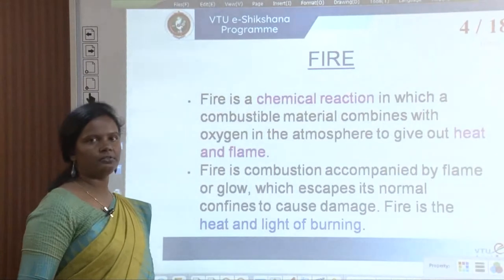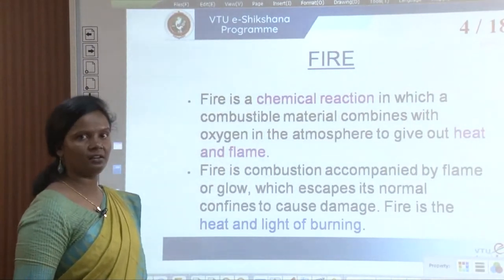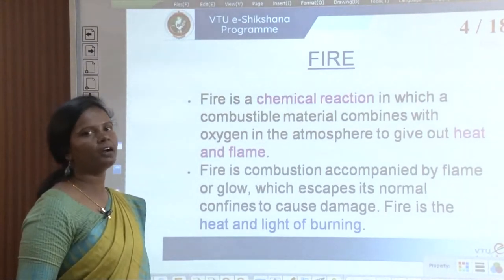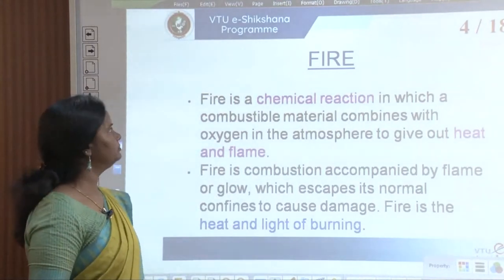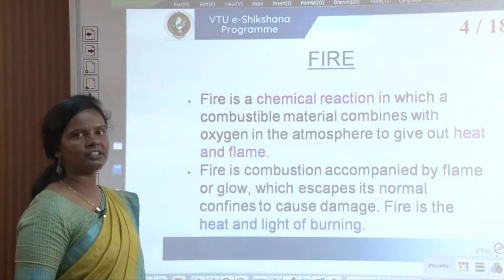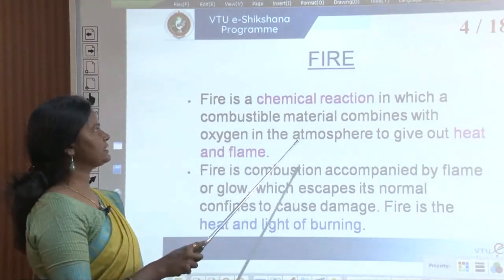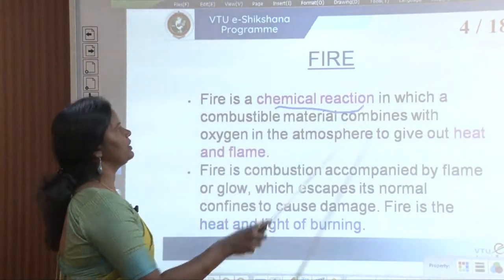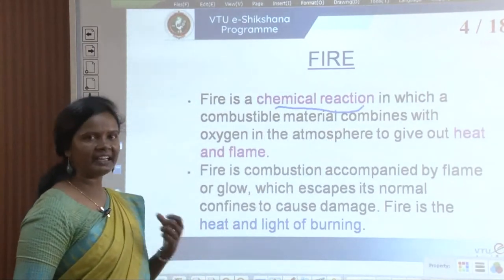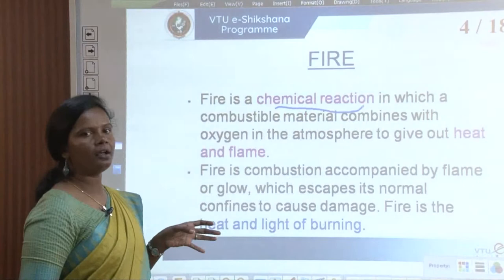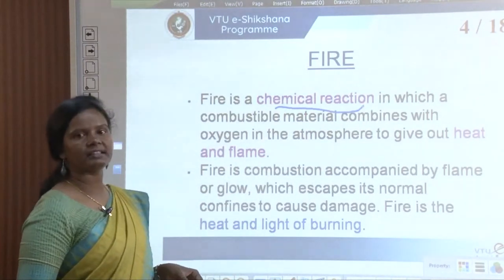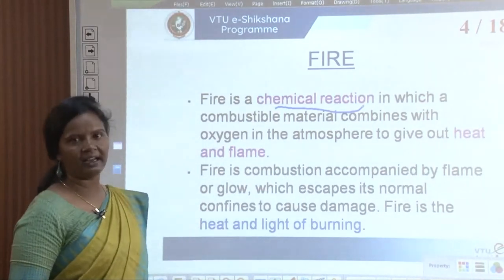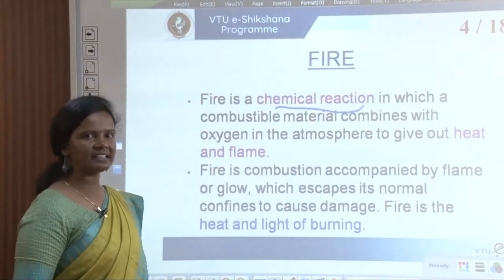Now we'll see what fire is, what makes occupants feel uneasy in the event of fire, and how the structure can be protected. For that we need to understand what fire is. Fire is basically a chemical reaction. It's a chemical reaction in which a combustible material combines with oxygen in the atmosphere to give out heat and flame. This is basic science which we all know, but let's make it clear.